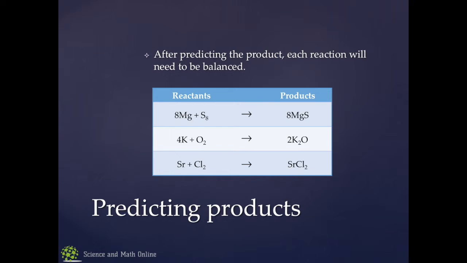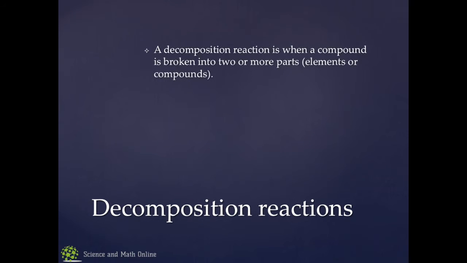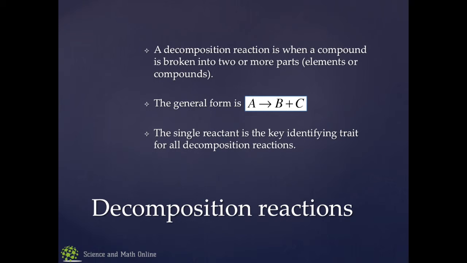All right, so that's combination reactions. Pretty simple. Key thing, one product. Next thing, the product is determined by ionic charges. And then you need to balance them out. All right, decomposition reactions. As it implies, it's when something is decomposing. You break something up into 2 or more parts. It's the only one with a single reactant. And that's how we identify a decomposition reaction.